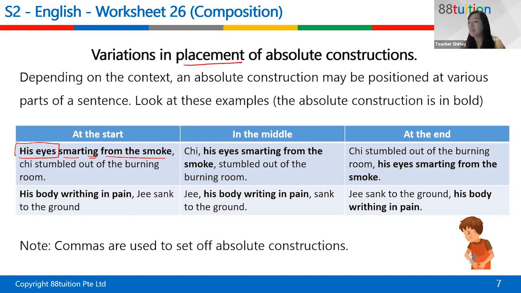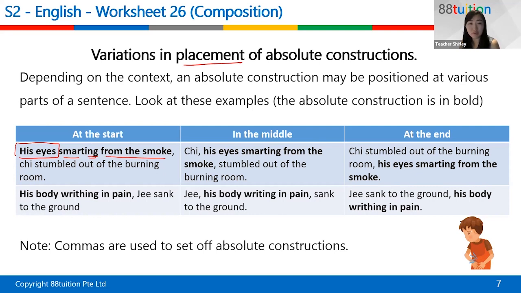Okay, so the first example, his eyes smarting from the smoke, she stumbled out of the burning room. Or if you want to put it in the middle, you can introduce the character first. She, his eyes smarting from the smoke, stumbled out of the burning room. Right? Or you can put it at the back of a sentence. She stumbled out of the burning room, his eyes smarting from the smoke. Okay, so those in bold are your absolute construction phrases or clauses.